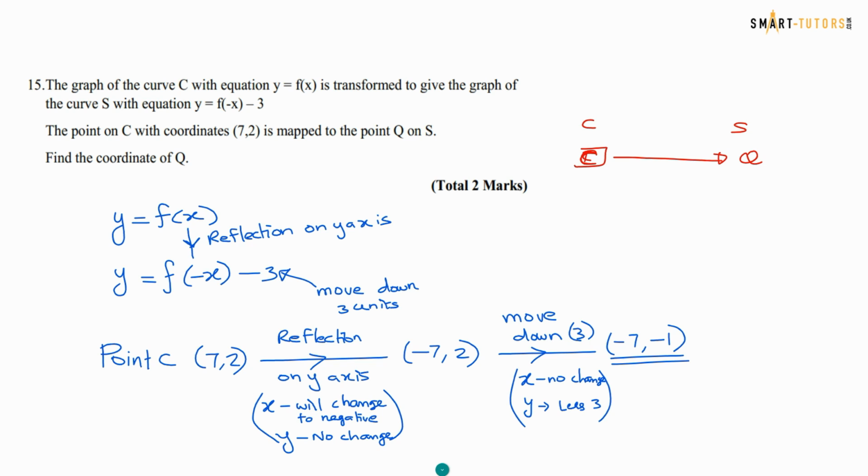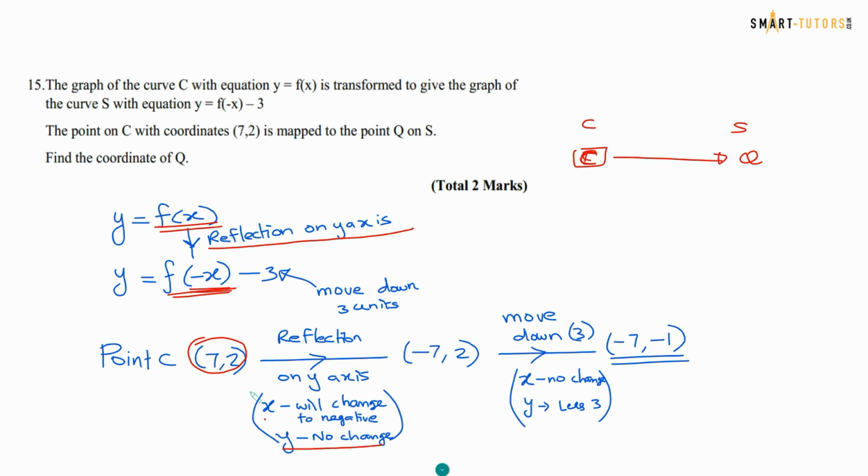So how to do this one is, you need to do the transformation of the graph. First of all, f(x) becoming f(-x) means it's a reflection in the y-axis. When you do the reflection in the y-axis, the y coordinate never changes. The x coordinate will change to negative. So the coordinates (7, 2) change to (-7, 2).